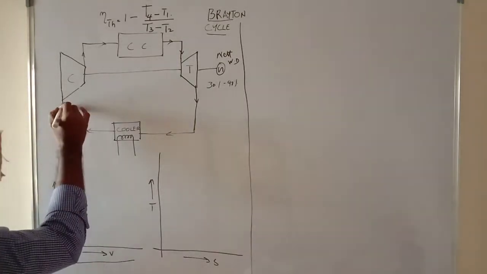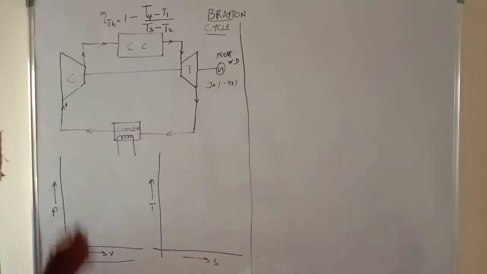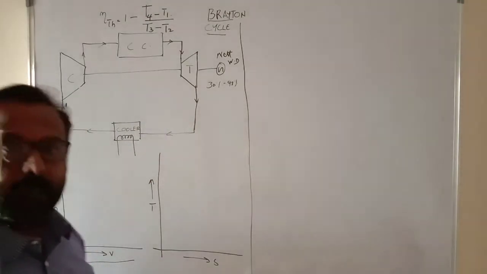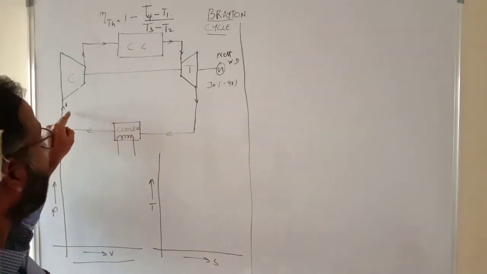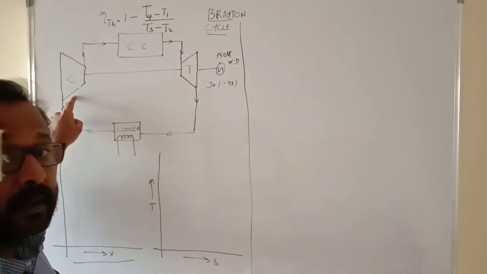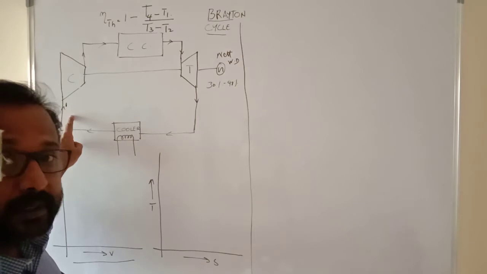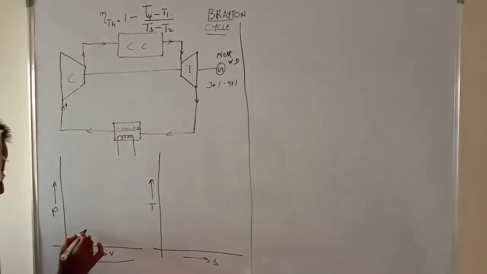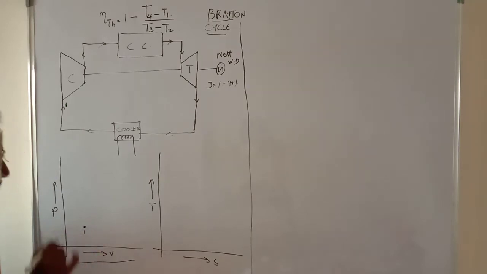Now, let's say we'll take this as point 1. Point 1 is the point at which air is being sucked into the compressor at normal atmospheric temperature and pressure conditions. So here somewhere I'll mark point 1 on the PV diagram.